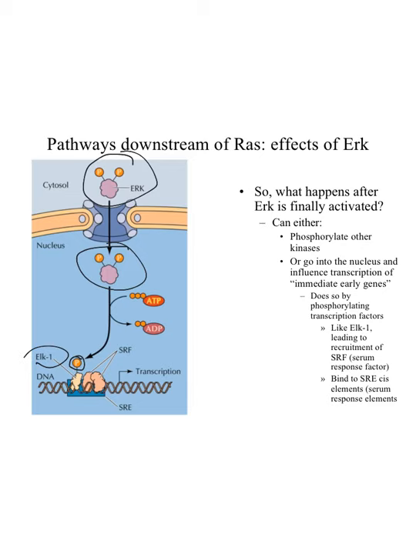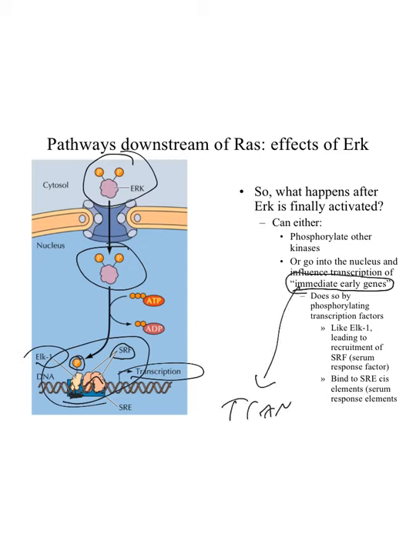It puts ELK1 in the right shape to bind to this SRE cis element. And now phosphorylated ELK1 can attract another protein, a trans factor called SRF, and it binds to the cis element. And this duplex is sufficient to recruit RNA polymerase to drive transcription of target genes. And many of those target genes are so-called immediate early genes. These are also trans factors that regulate still other gene expression.